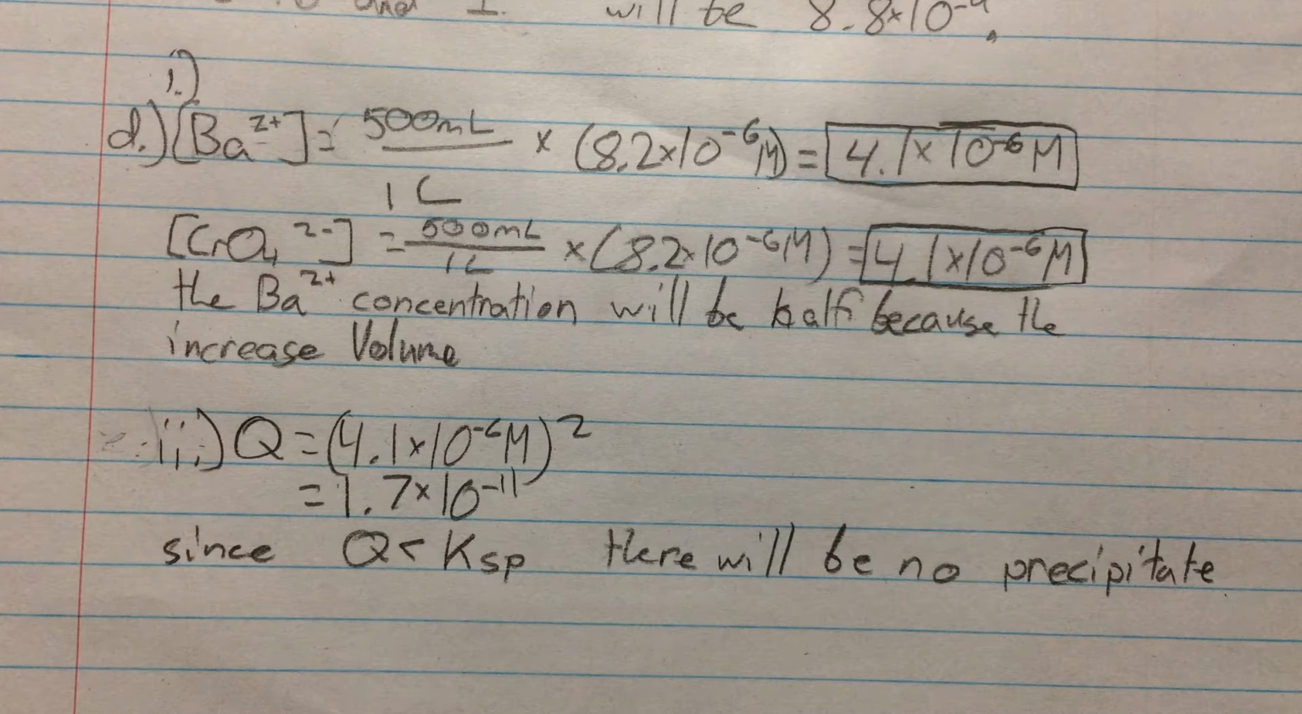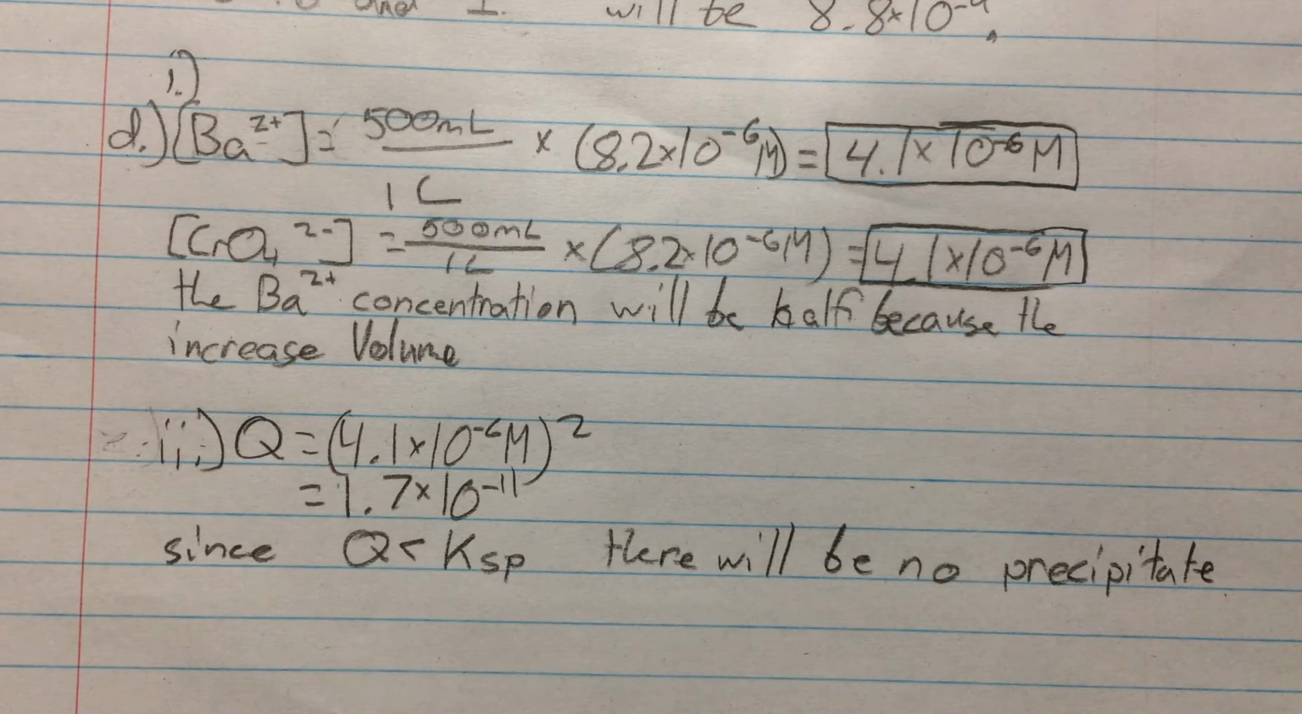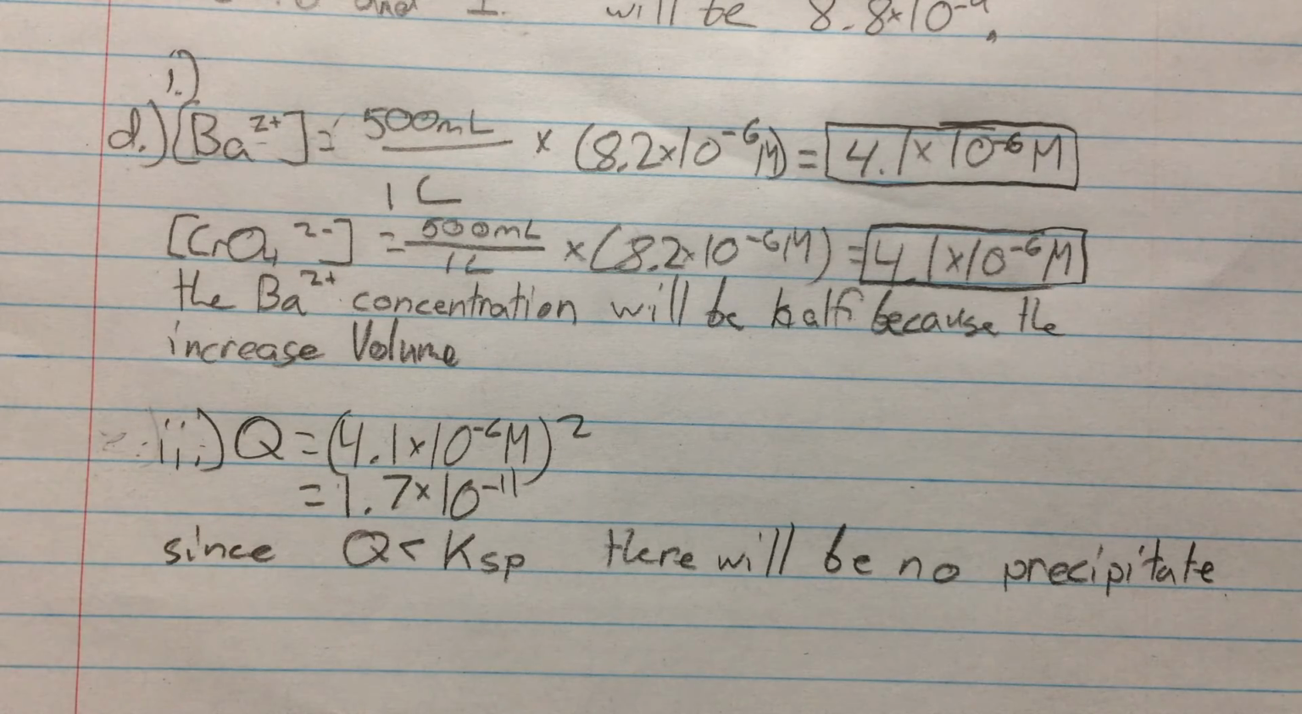So for part 2, it asks to use the molar concentrations of Ba2+ ions and CrO4 2- ions as determined above to show why a precipitate does not form. You must include a calculation as part of your answer. So we just took the Q, and that would be these two put together, so we'd multiply them, and that'll give us 1.7 times 10 to the negative 11th. And since Q is less than the Ksp, there will be no precipitate.